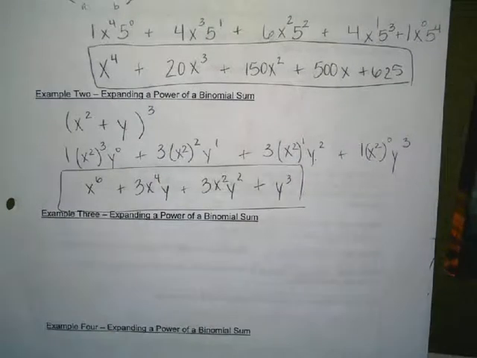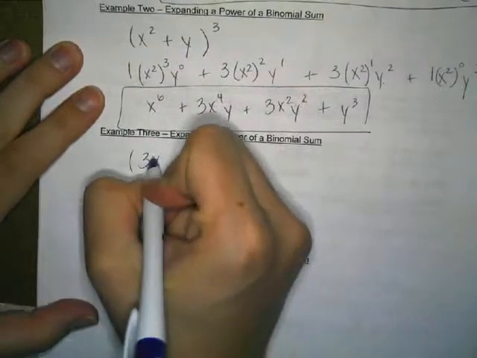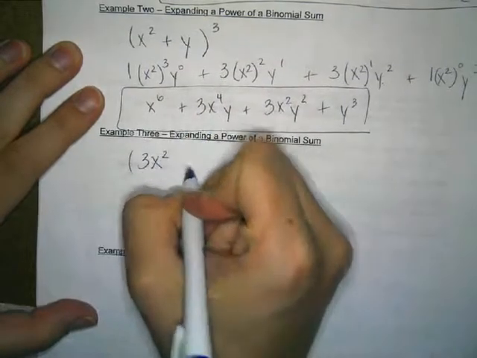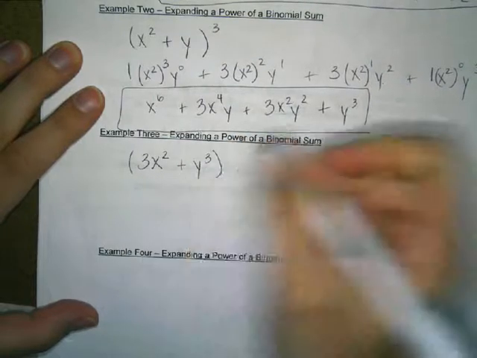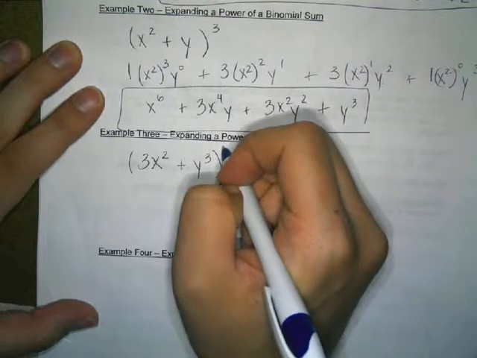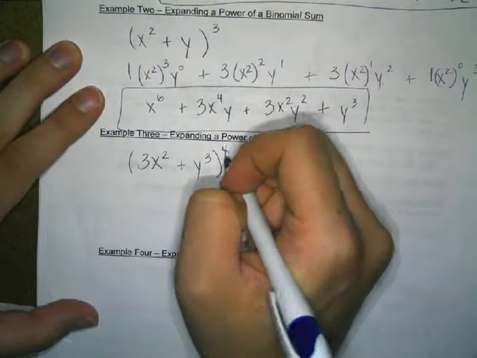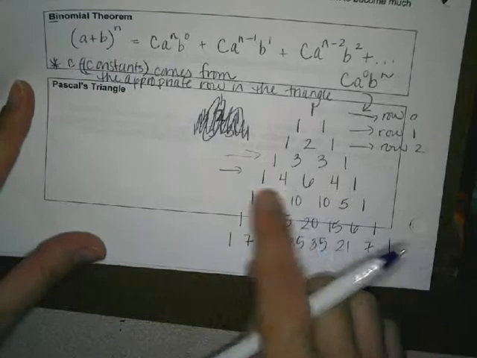Okay, we're going to do one more together, and I'm going to have you do one on your own and see how close you get here. Let's go with 3x squared plus y cubed, and we're going to do that to the 4th. So you look at row 4 to get your constants that you're going to start with. So 1, 4, 6, 4, 1.